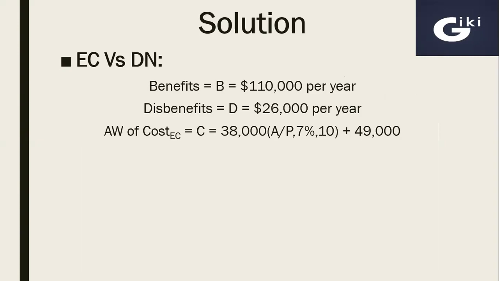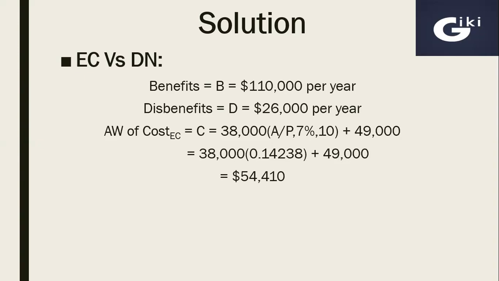That is the initial investment, and we need to convert it into annual terms by using the A over P factor for 7% and 10 years, and by adding annual expenditures that are 49,000 per year. So A over P factor for 7% and 10 years is 0.14238, which when multiplied by 38,000 and added with 49,000 resulted in $54,410.